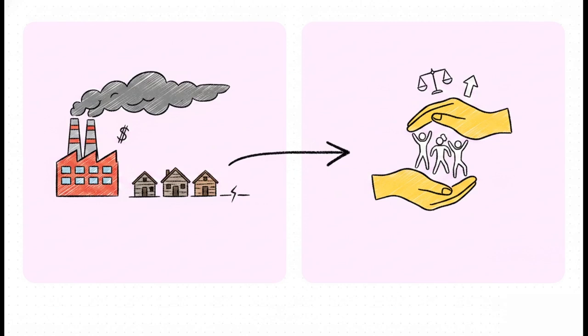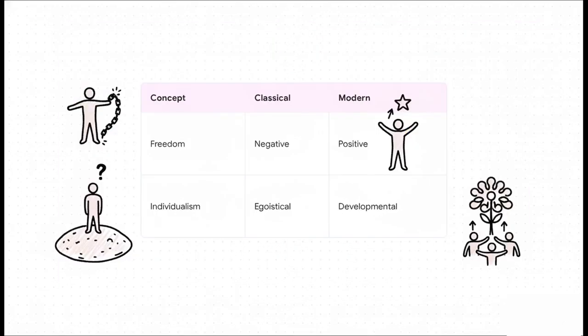Those harsh realities essentially forced later thinkers to revise that minimal state doctrine. They argued that unrestrained self-interest just wasn't producing a just society, and that realization gave birth to modern liberalism. So, a massive theoretical shift happens right here.